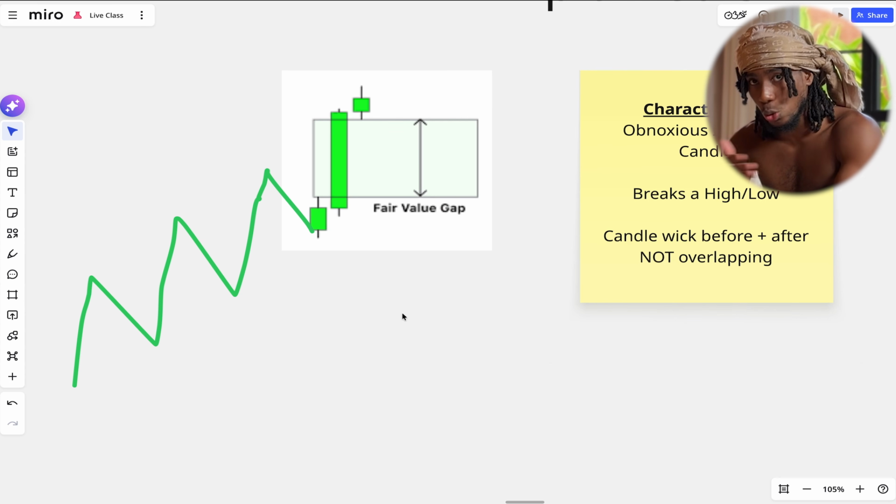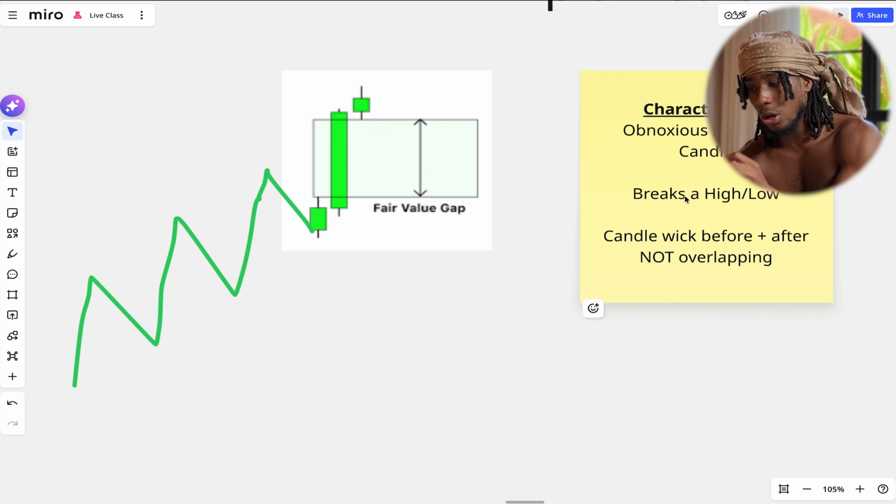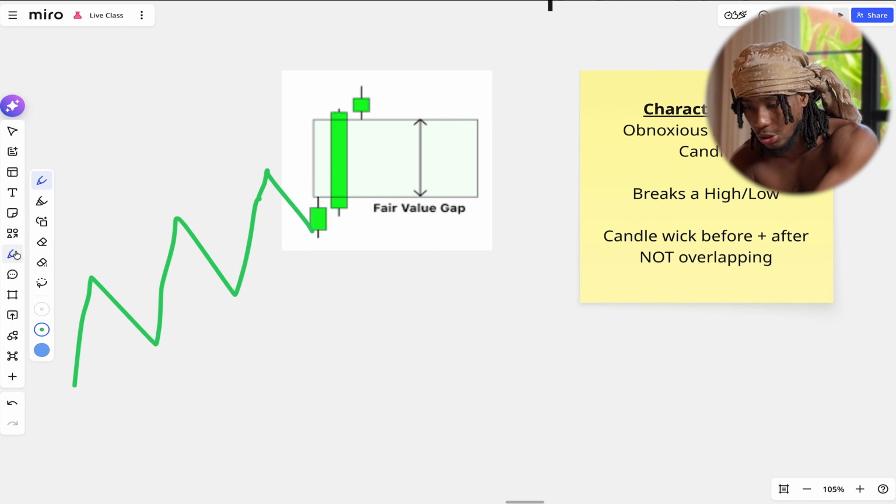Okay, so whenever you see those huge, obnoxious candles, look to the left. Because the next characteristic is you want to make sure that it breaks a high or a low. So find those big obnoxious candles, look to the left, did it break a high or a low? In this case, it did break a high. That means we had a break of structure right here.